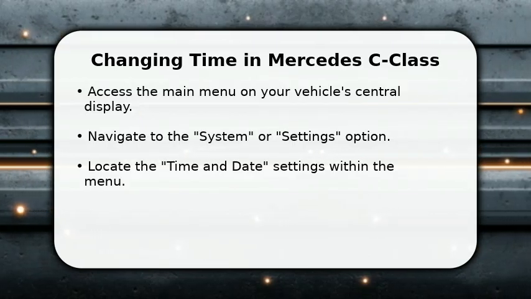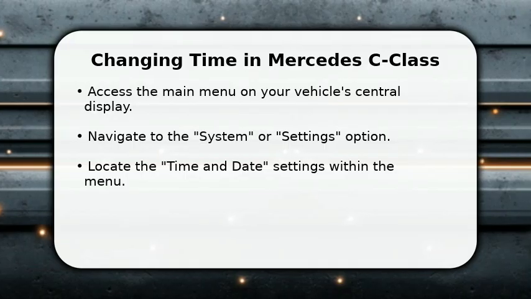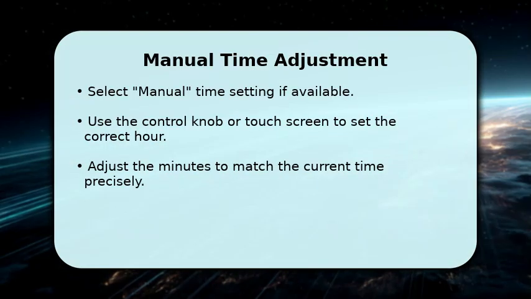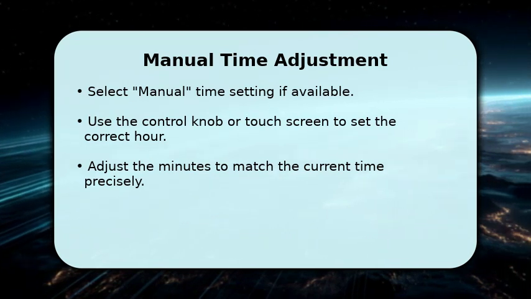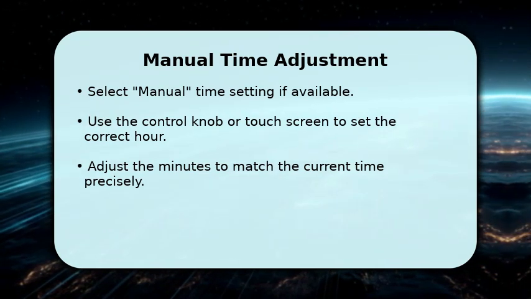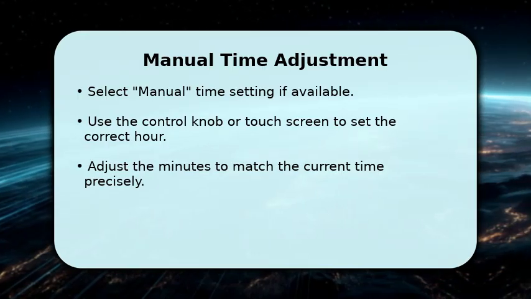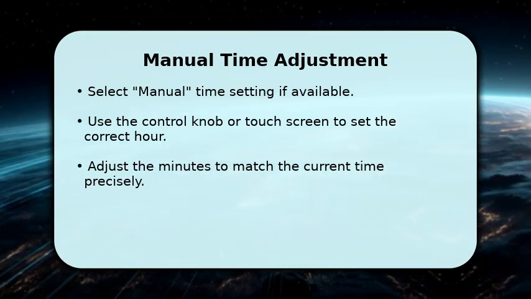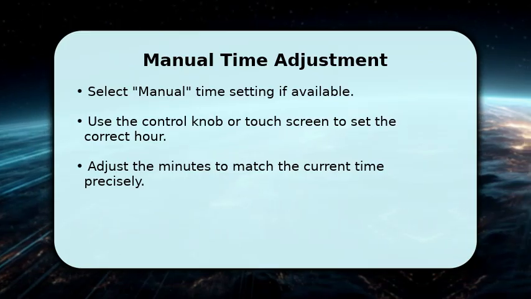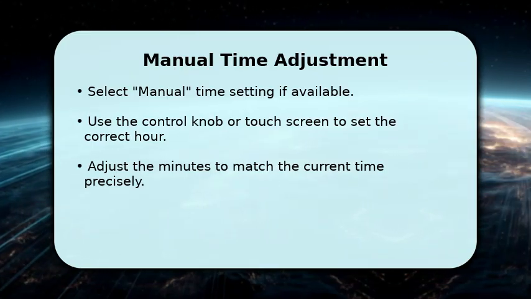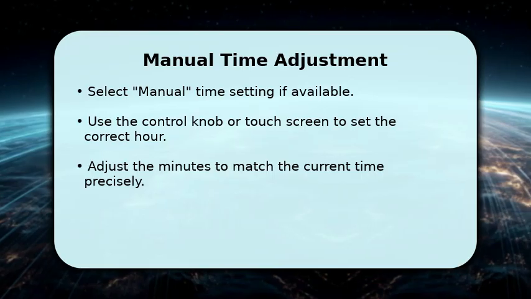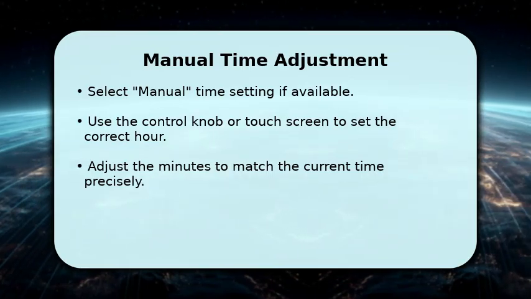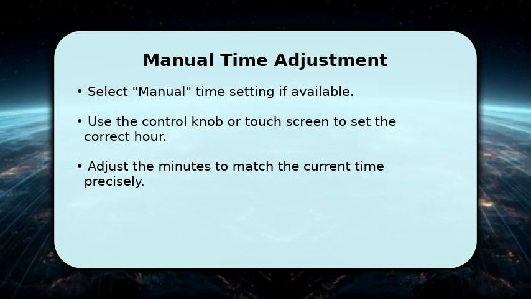Once inside, look for the Time and Date section to begin your adjustment. If you prefer to set the time yourself, select the manual option within the Time and Date menu. You will then see options to adjust the hour and minute. Use the rotary controller or the touchscreen to carefully select the correct hour. After setting the hour, proceed to adjust the minutes to ensure your clock is perfectly accurate. This method gives you complete control over the displayed time.